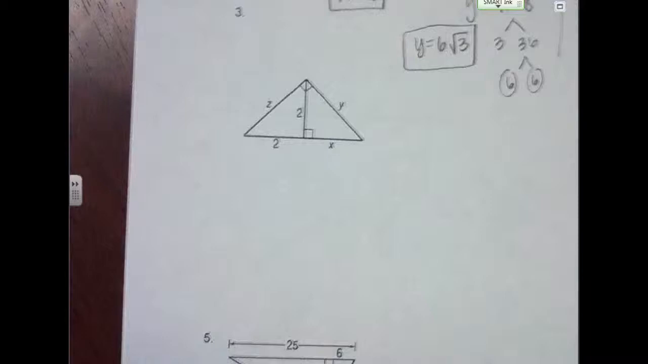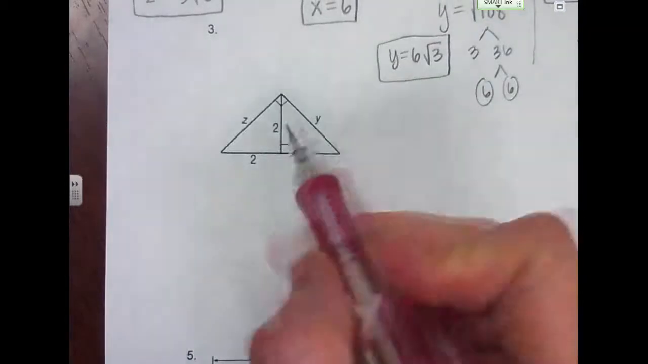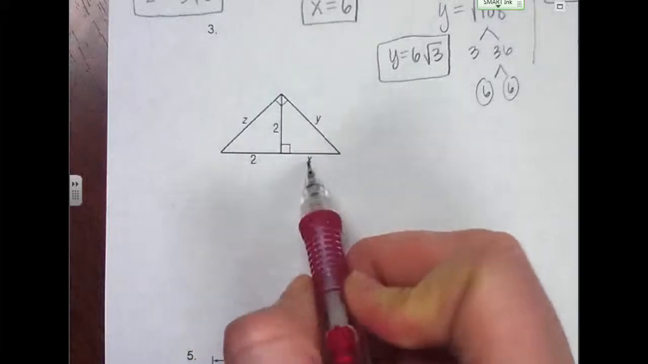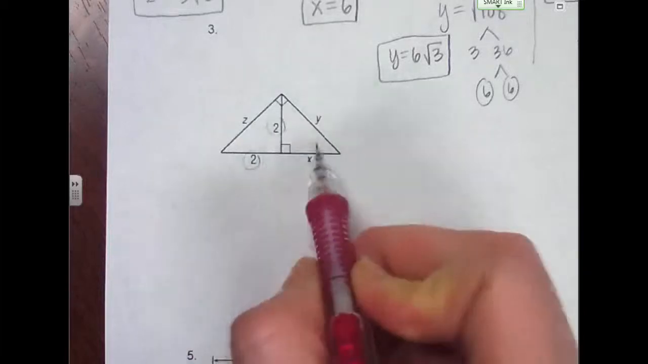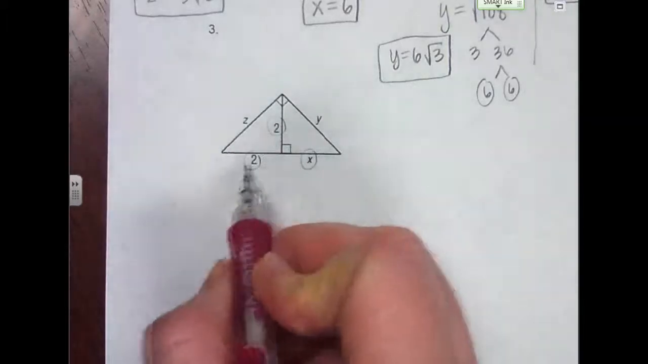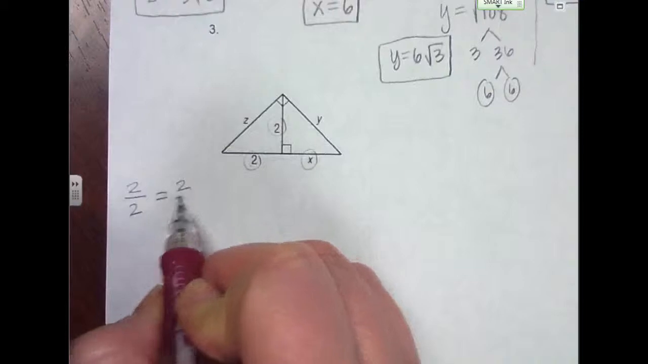So let's look at number 3. Let's do number 3 together. So I'm going to do it the same way I did the first one. I'm going to do the geometric mean first. So I'm going to take these 3 numbers and find x. So when we did geometric mean, if I was doing this one right here, I would do 2 over 2 is equal to 2 over x.